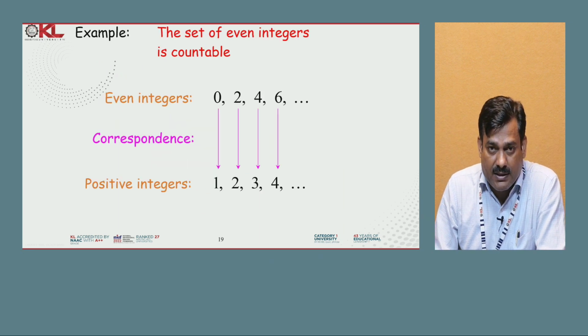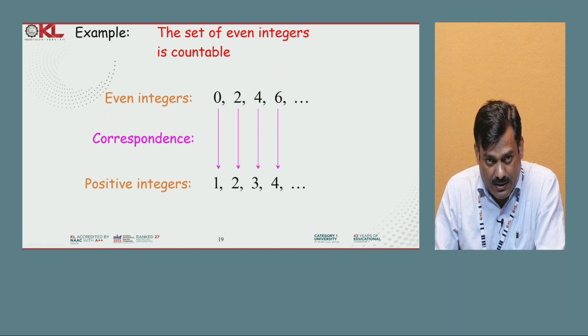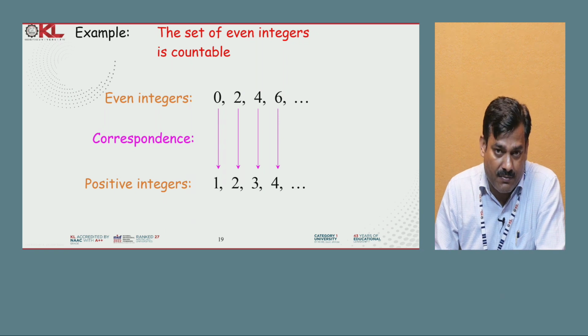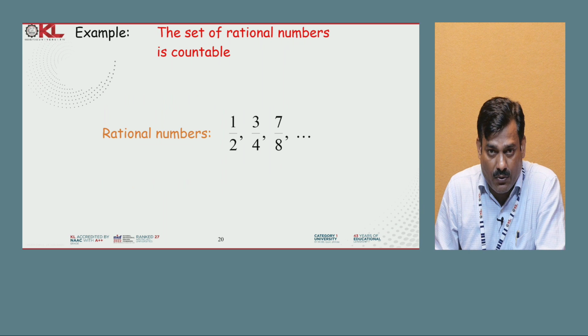We will take some examples of infinite sets. The first example we will discuss is the set of even integers, which is countable. We have the even integers 0, 2, 4, 6. This is the set of even numbers, and we can provide a correspondence from these even numbers to the positive numbers 1, 2, 3. That means we can count them, we can provide the correspondence, so it is countable.